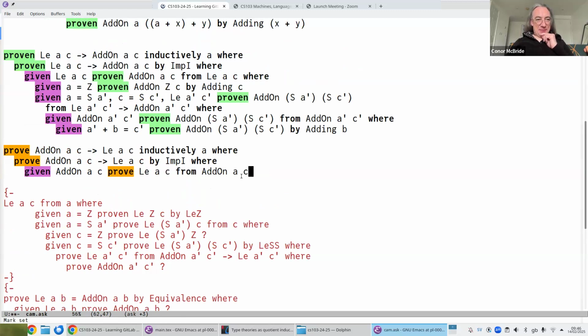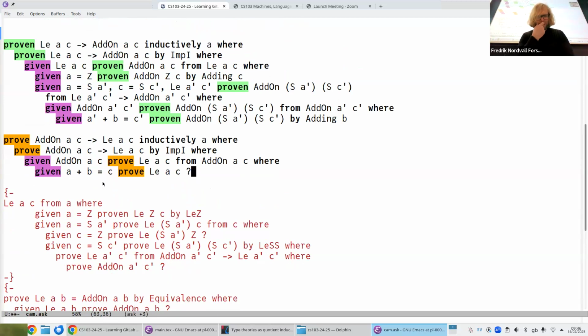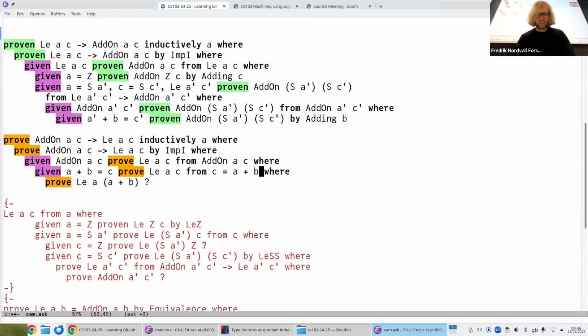So I do a from on this just to expose that information, because now I know that there is a B such that A plus B is C. And then I'll follow this instinct to eliminate the variable C. So I'm going to say from C equals A plus B. And then here, I now have something that looks a little bit better. Wait.